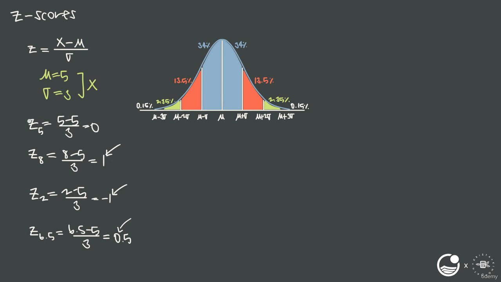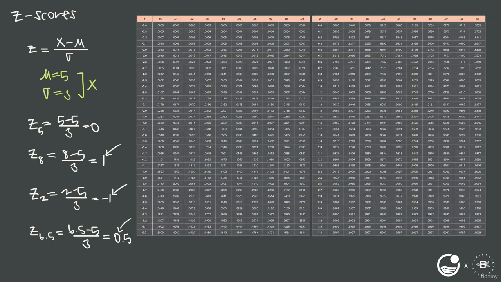Now, we don't call the distribution of z the standard normal distribution for nothing. It really is standardized, so much so that we actually have a full table of values for every different z-score that we can possibly calculate. And here's what that big table looks like. Now, there's a lot going on here, but it's actually pretty simple when we break it down.